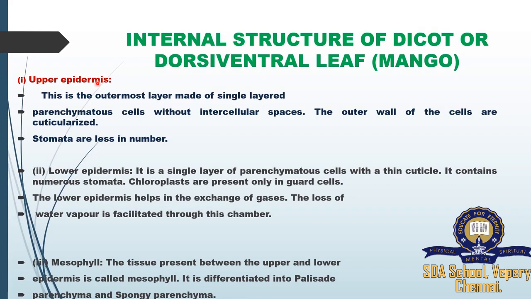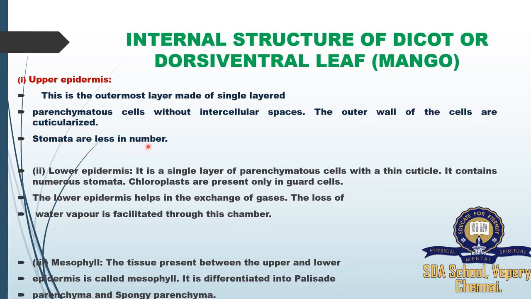Now we are going to discuss the internal structure of a dicot leaf. The dicot leaf, we can also call a dorsiventral leaf. Here we are going to discuss the mango leaf. First, the upper epidermis. The epidermis is the outer layer. This is the outermost layer made up of a single layer of parenchymatous cells without intercellular space. Here it is made by parenchymatous cells, but we don't have intercellular space between the cells. The outer wall of the cells is cuticularized.